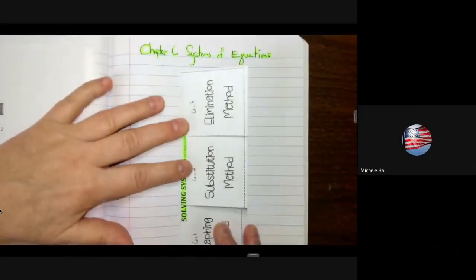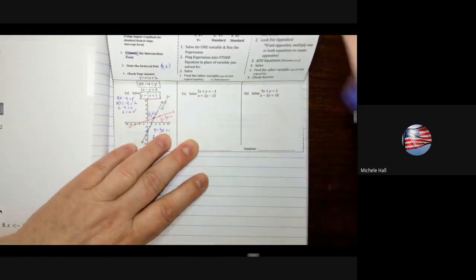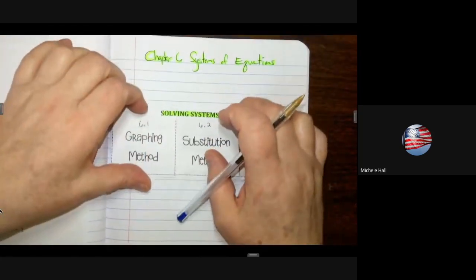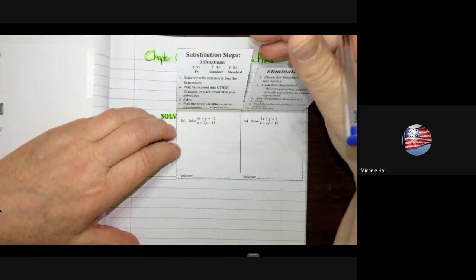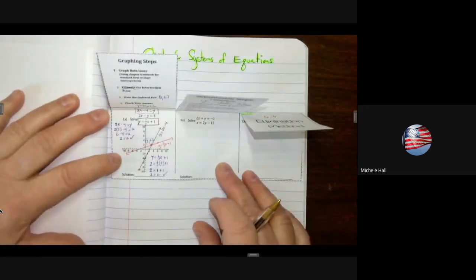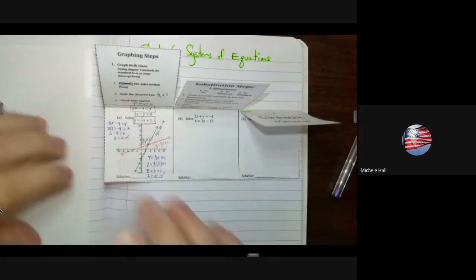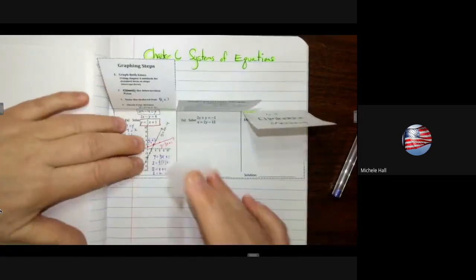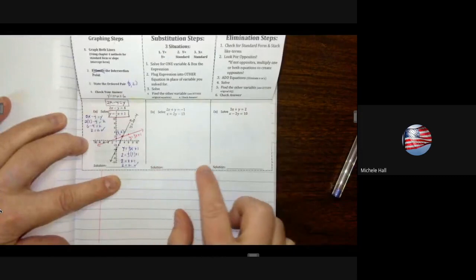You're going to have to tape your foldable in sideways. You could tape it in this way. There's just enough room. Either way. Be careful about how much tape you're putting on these sides. You still want to be able to write on this.